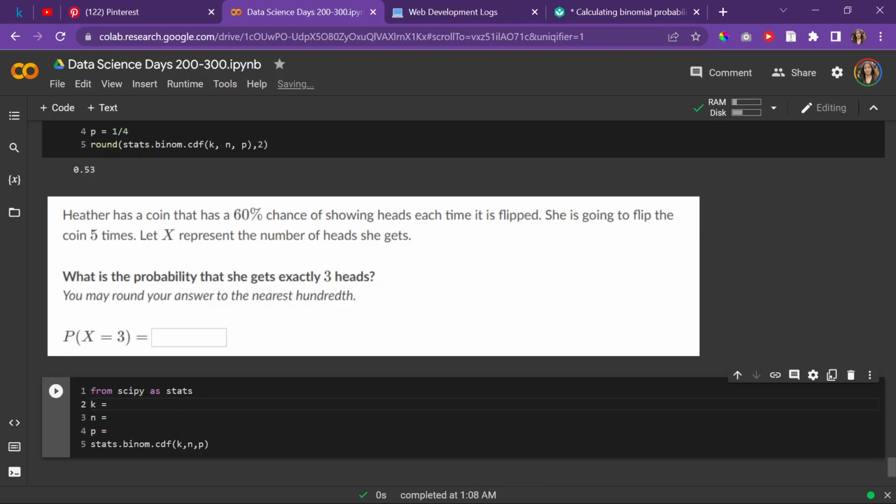So Heather has a coin that has 60% chance of showing heads each time it is flipped. It's usually in the question. Let me just skip to that part. So what is the probability that she gets exactly 3 heads? So exactly 3 heads is PMF. Forgot that part. So 3 is what we're looking for. So that's our K, or in other words, our X.